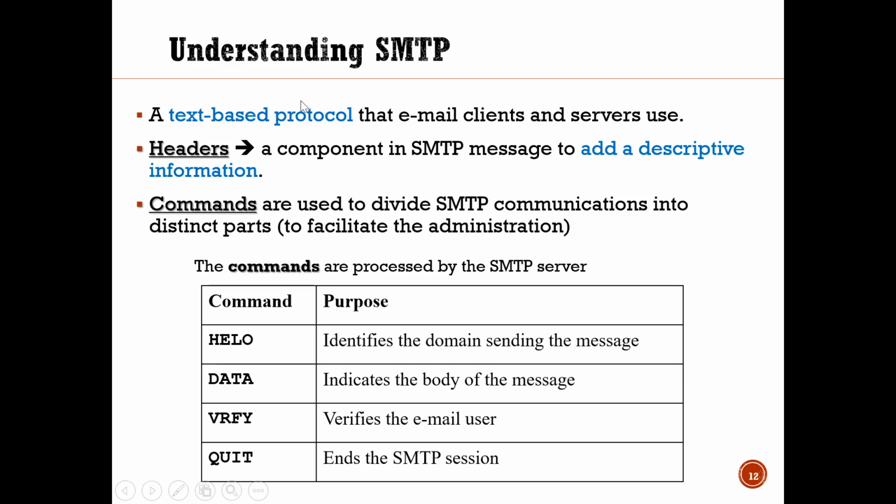All right, talking about the first protocol in the list, SMTP is a text-based protocol that email clients and users use. It depends on text. There is what we call a header, which is a component in SMTP that adds descriptive information. How do we interact with SMTP? By using commands, which divide the SMTP communication into distinct parts in order to facilitate administering them and later configuring them easily.